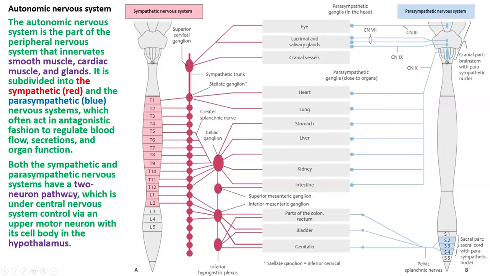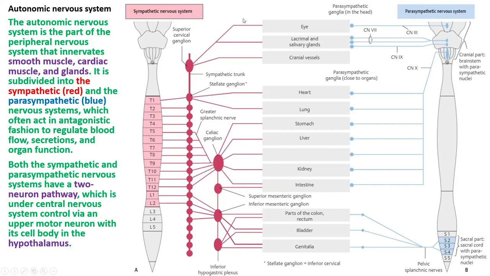As you see in this general schema of the sympathetic and parasympathetic systems, both contain a two-neuron pathway. The first neuron arises from the origin and is called the preganglionic or presynaptic fiber. It synapses with the second neuron, which is located in the sympathetic or parasympathetic ganglion that we are going to discuss.